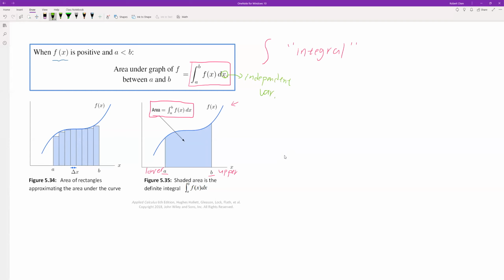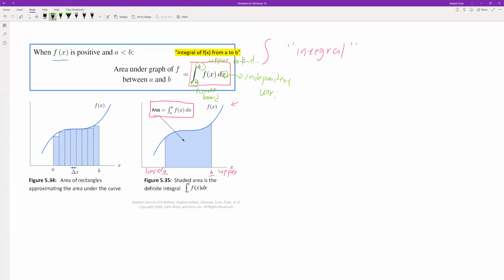And the dx here represents the independent variable. So this whole thing can be read as the following. Integral of f of x from a to b. And again, where a is your lower bound, and b is your upper bound.